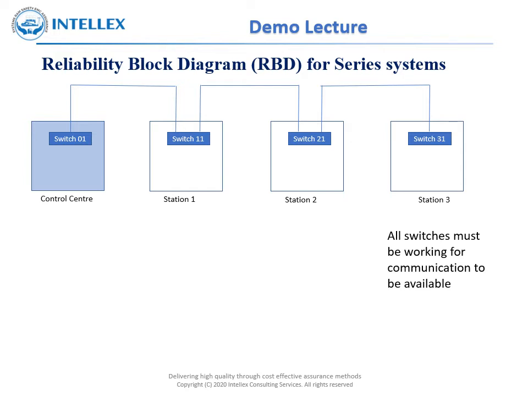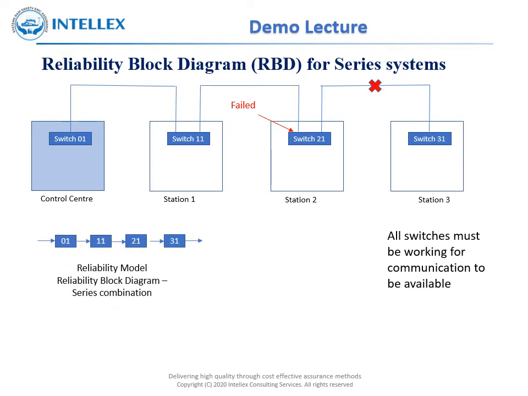If there is a failure of a switch at any station, there will be a communication failure at that station as well as at all stations beyond that point. For example, if there is a failure in switch 2-1 at station 2, the communication will not be available at station 2 and 3. This is considered as failure of the communication system. Reliability block diagram of the communication system is shown in the figure.